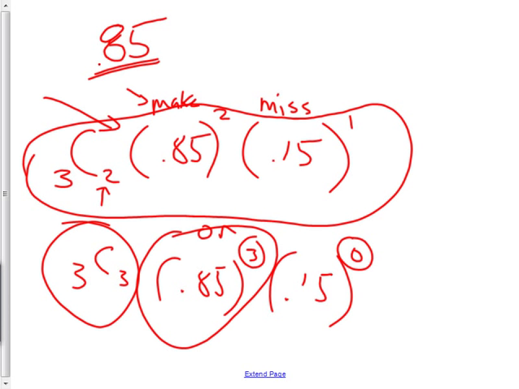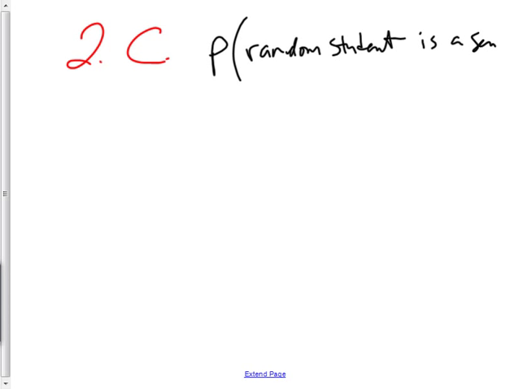Yes, ma'am? Yes, everybody please turn to number 2, C. Would you read me that problem? Probability of a randomly chosen student will do what? Or enjoys evening class. All right, so we have to look on our chart.